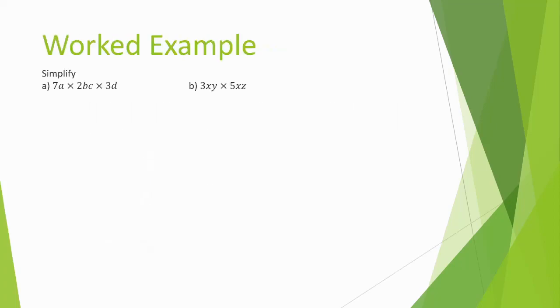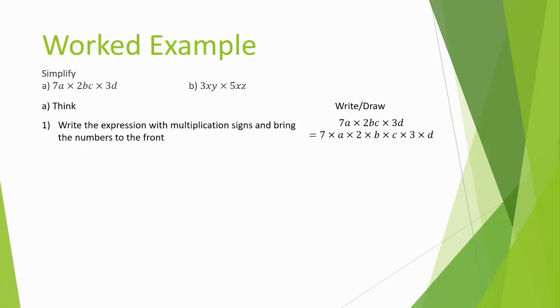So here are some examples. I want you to try them first, so you can pause the video and then come back and see our workings. On the left hand side I've got my thinking, and on my right hand side I've got my working, and this is what I'd be showing my teacher or anyone who's marking my test to show that I understand this question. So first I'd write the expression out with the multiplication signs, and then I would bring the numbers to the front. So you can see on my right hand side I wrote the original expression, and then I've expanded it out. So I've got 7 times a times 2 times b times c times 3 times d.